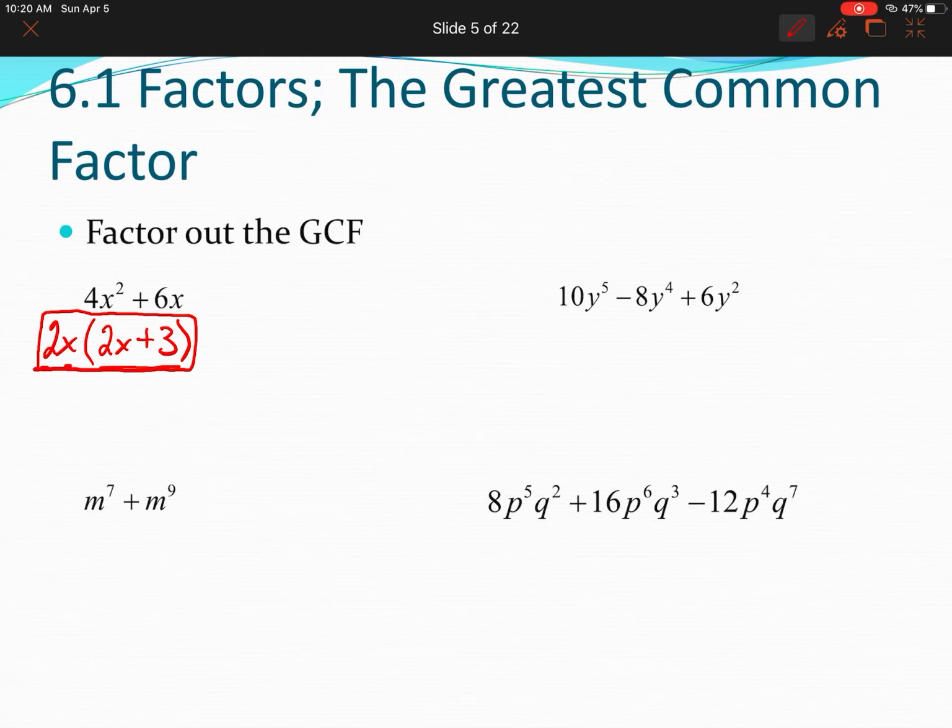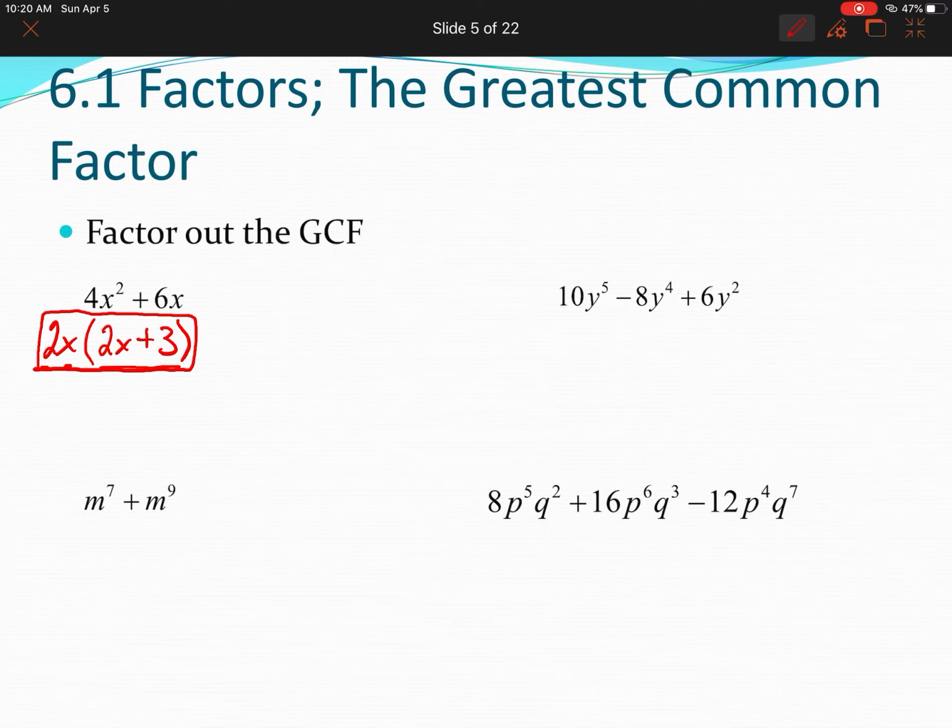This is always the very first thing we try. We always try to take out a greatest common factor first. Sometimes there's not one, sometimes we can't do this. But if we can, this is the first thing we do each time. Okay? Now, we go to the next problem.